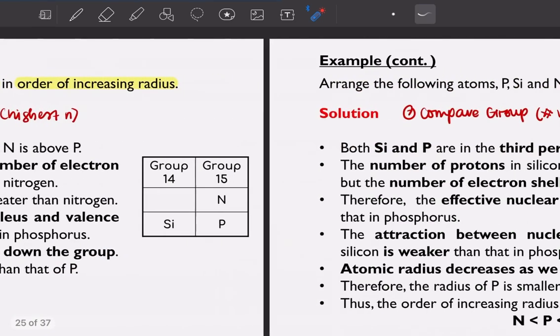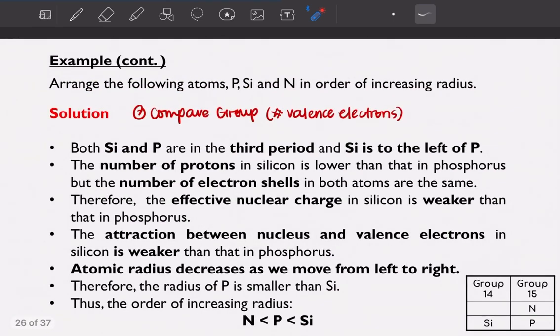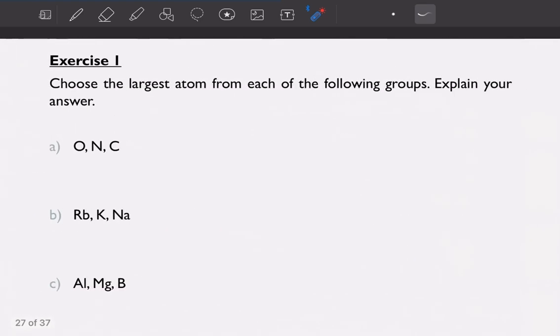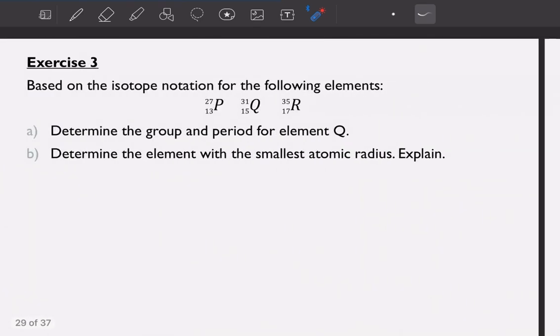So just use this ayat, baca and try to apply in your question tutorial. Ini sambungan explanation dia. The second thing to do is to compare group pula. Once you compare between the shells, you can compare for group pula. Alright, so these are exercises you can do.